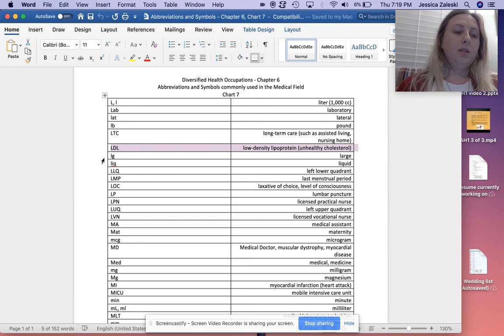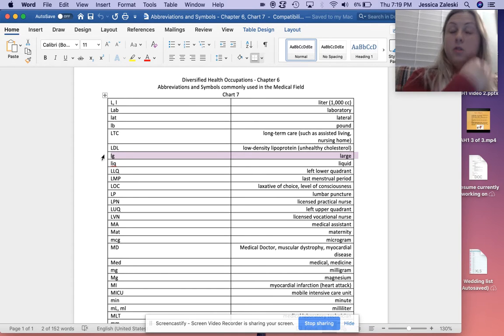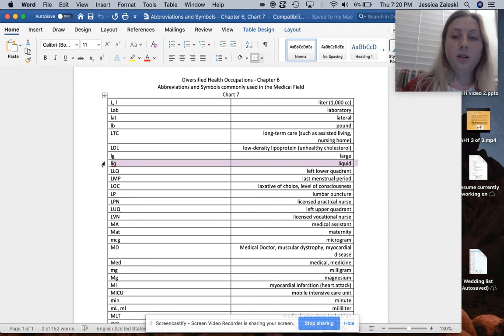All right. LG, this is large. You probably see this on your clothes if you look for the right size. They come in small, medium, and large. Large means big. Liquid. So this, right, like water. Water is a liquid. Juice, milk, liquids.